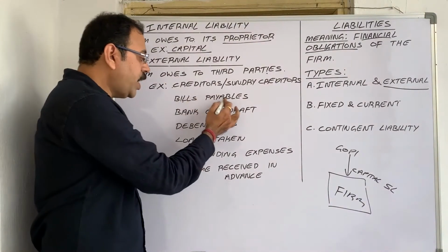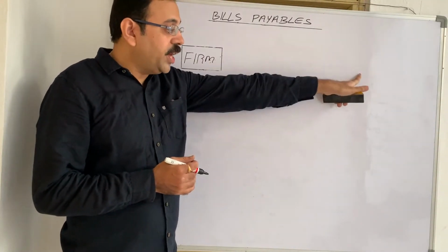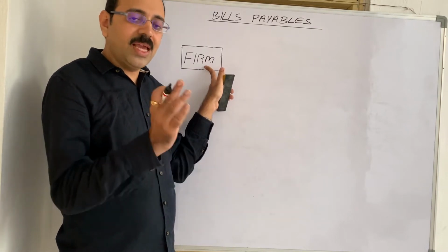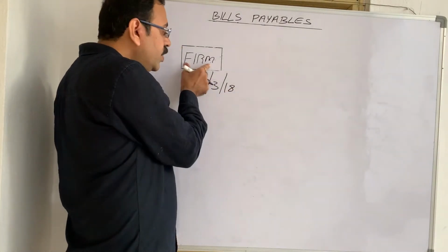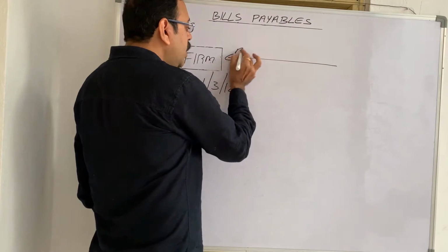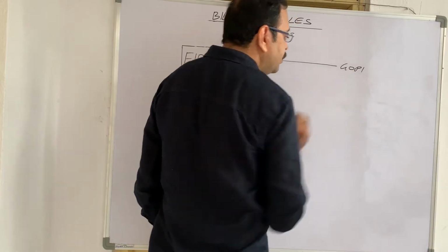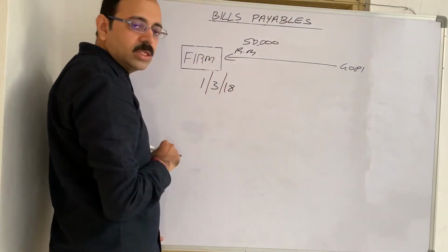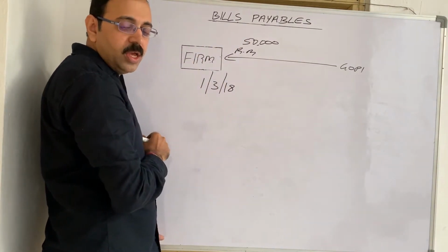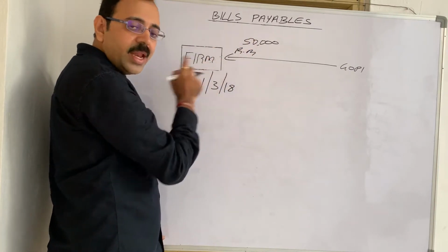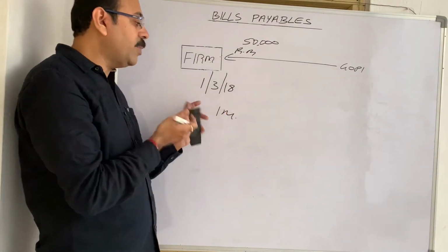Next one, bills payable. Means what? It is a written proof which is prepared by a creditor on us. Let us take one example. On 1st March 2018, the firm purchased raw material worth 50,000 rupees from Gopi. So Gopi is a supplier to us. We may purchase these goods for cash or on credit basis. Assume that we purchased these goods on credit and we requested 1 month time. Gopi allowed 1 month time to us.